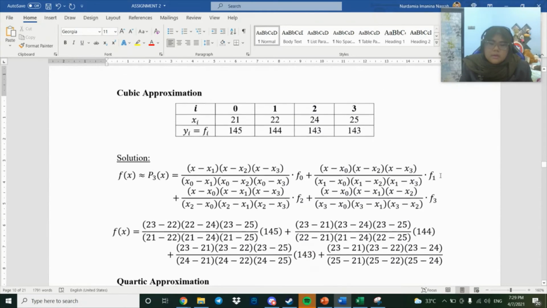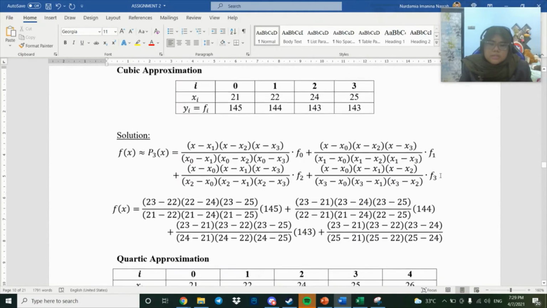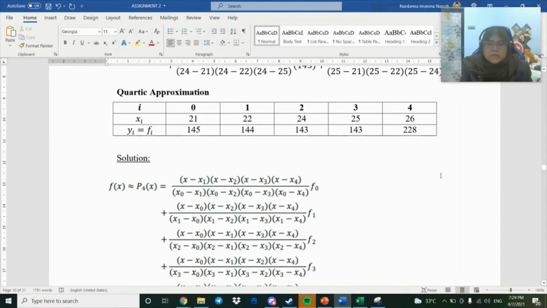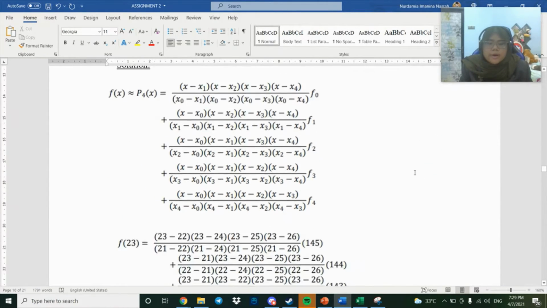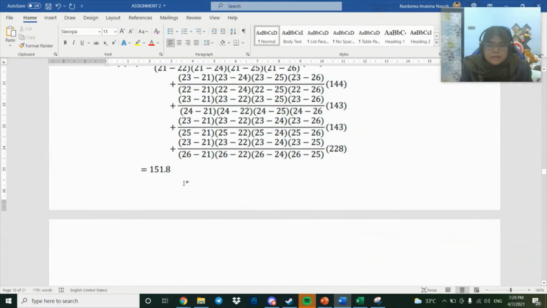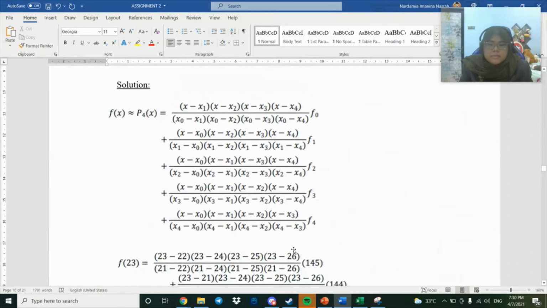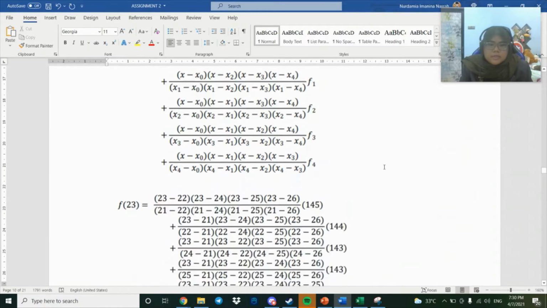And then this is for the cubic approximation. It's a longer process, and the quadratic approximation is longer too. It's long, but we get the answer eventually.